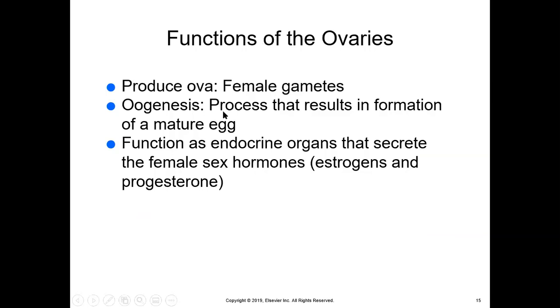Functions of the ovaries. First off, they produce ova, which are female gametes, which are the female eggs. That's a big function of the ovaries. So the oogenesis process results in formation of a mature egg. Oogenesis is the maturation area for eggs. The ovaries also function as endocrine organs, so they secrete the female sex hormones, estrogens and progesterones.